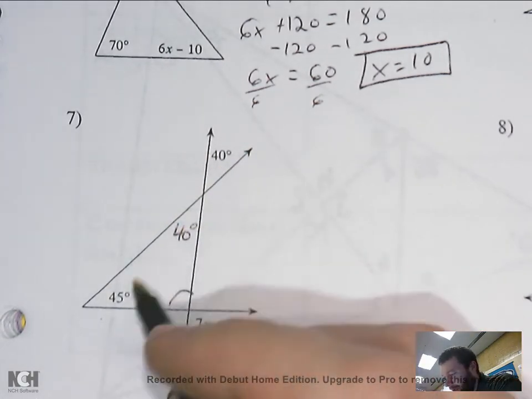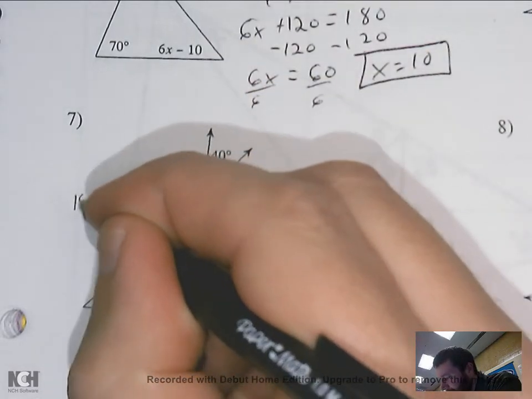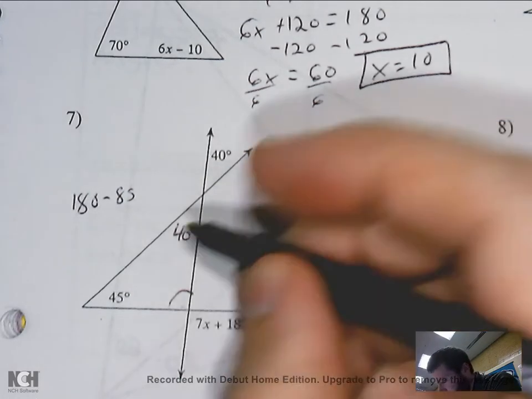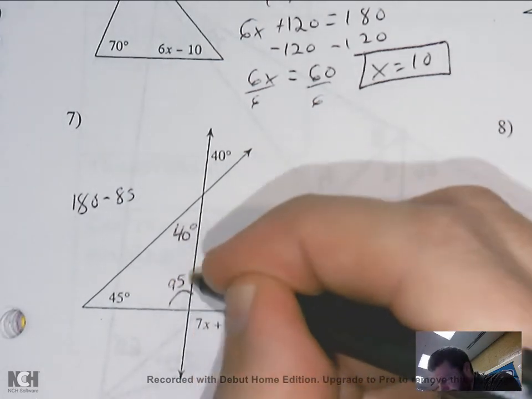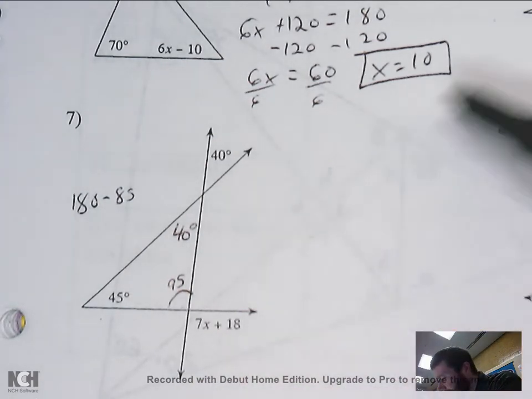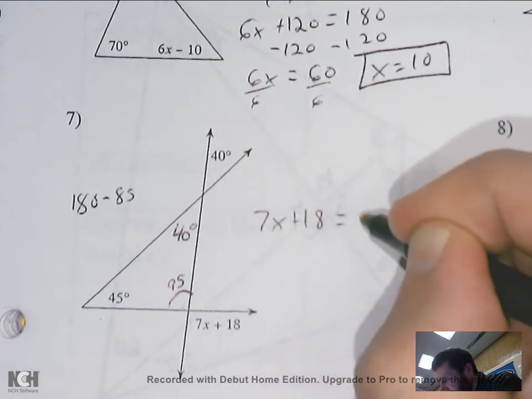So then if I take those two angles away from 180, that'd be 85, right? So 180 minus 85 is 95, right? So this is 95 degrees. So I know 95 has to equal 7x plus 18. So I can set that up and solve. So 7x plus 18 has to equal 95.